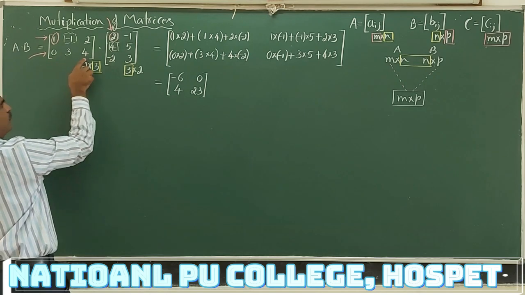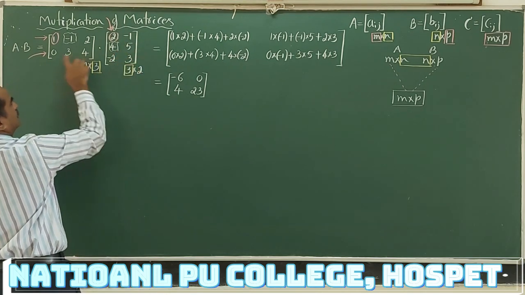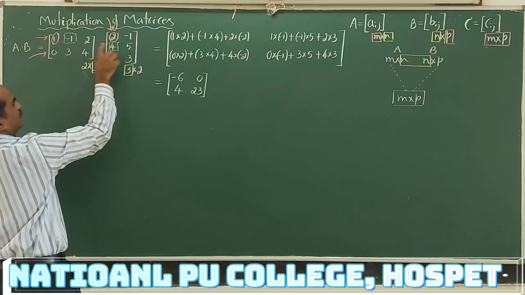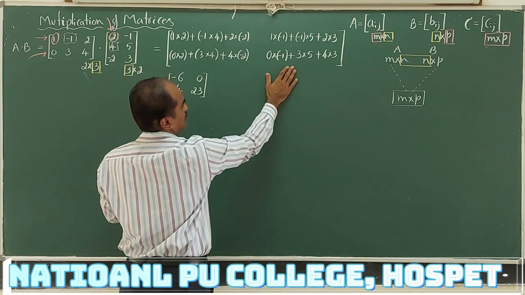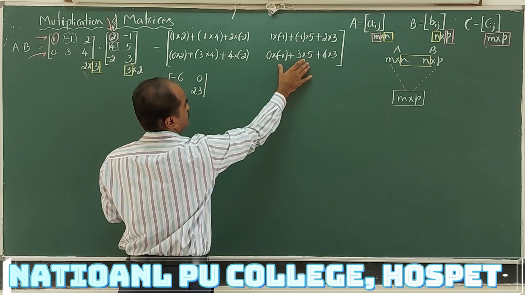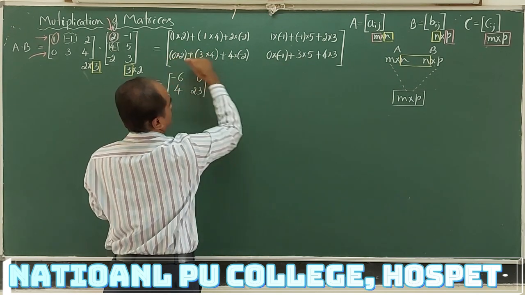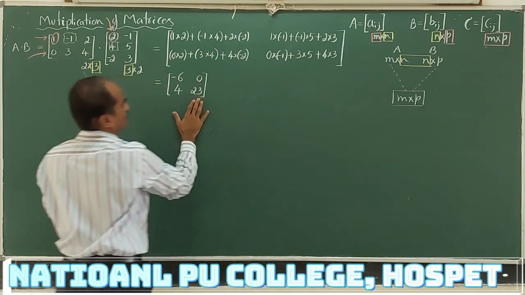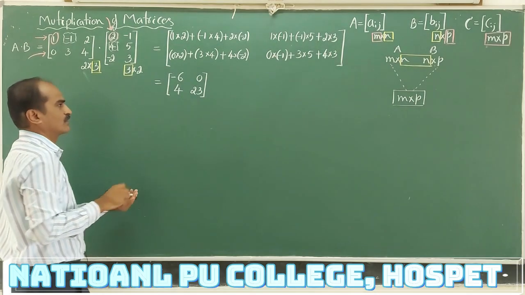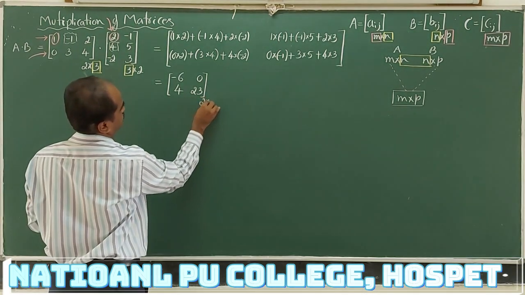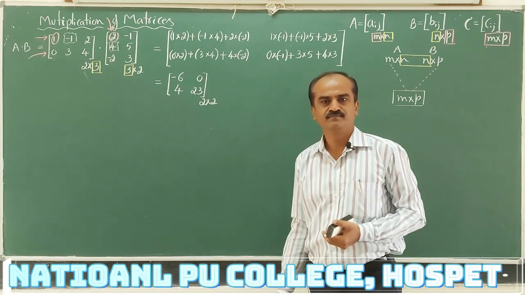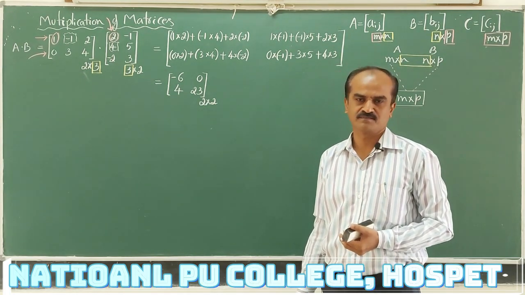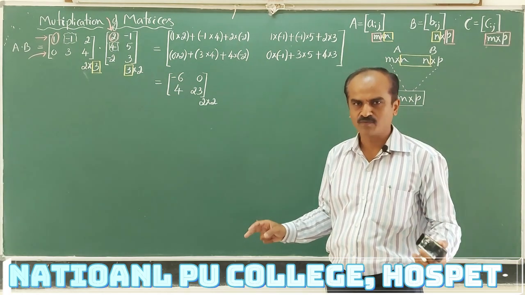Elements 0, 3, 4, minus 1, 5, 3. 0, minus 1, one pair. 3, 5 another pair. 4, 3 is another pair. So multiply and add here. This is the resulting element present in second row, second column. Simplify and write. Look at the order of this matrix, 2 by 2. So this is the procedure of multiplying two matrices. Let me take one more example.